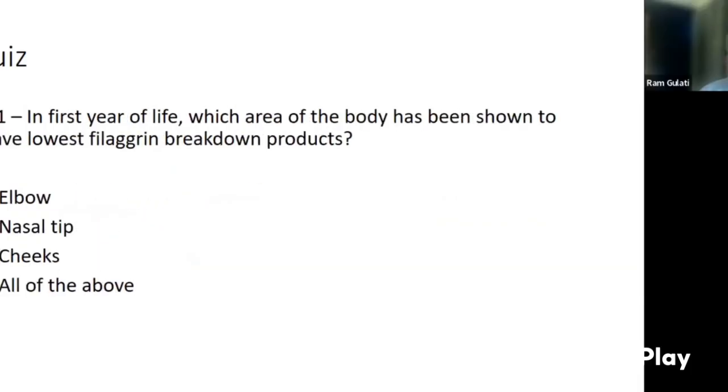I think for the first year of life, this was probably my first slide, which said that the filaggrin breakdown products are the natural moisturizing factors, the NMFs. So it was the cheeks. The answer is number three, cheeks. Cheeks have been shown to have the lowest filaggrin breakdown products and probably thinner skin, and that makes it susceptible as the first area to get involved in children. So answer is 3, cheeks.